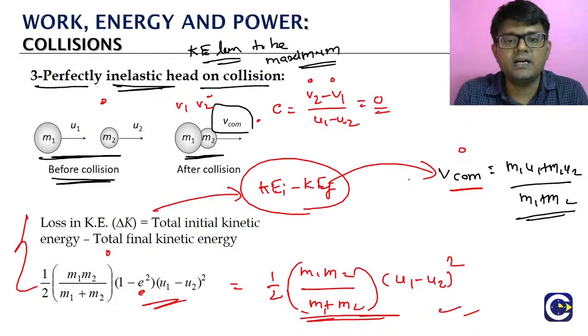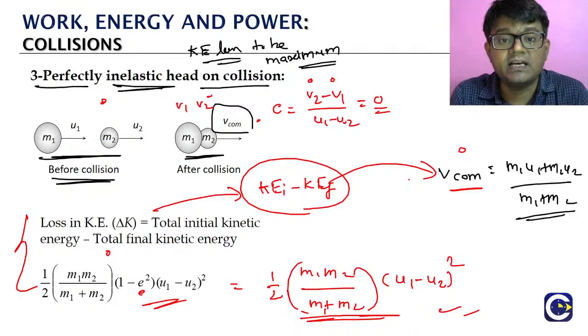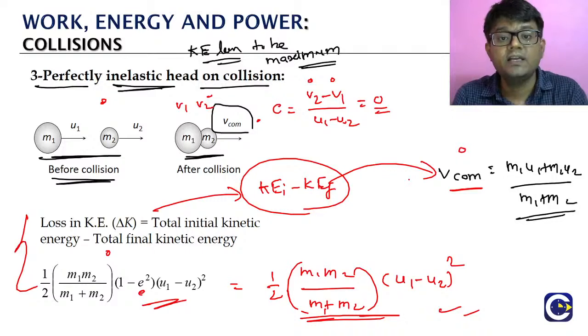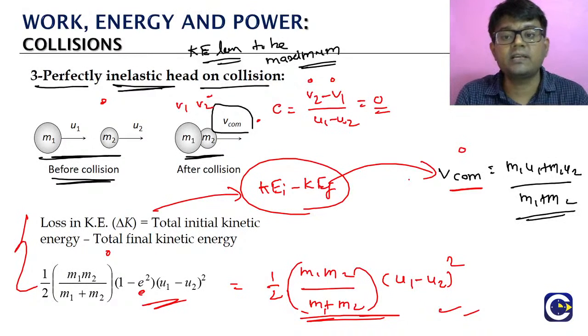Oblique collision means the particles will have velocities in different directions. In the oblique collision, in the perfectly inelastic case, the objects need not stick and move. The sticking and moving together with a common velocity is only for what? It is only for the perfectly inelastic or plastic collision in the head-on category.